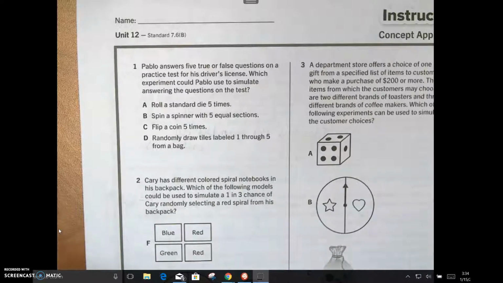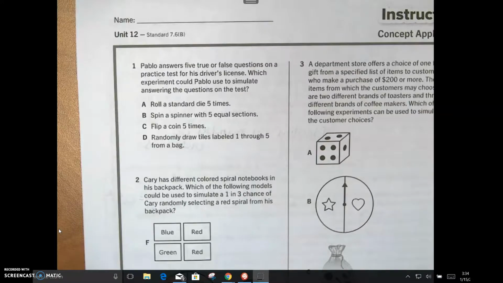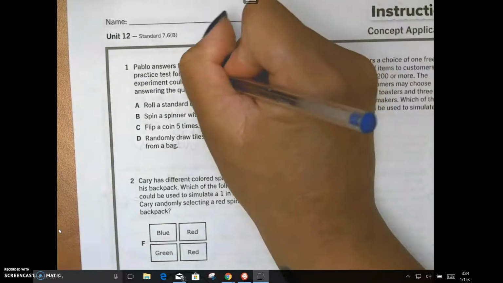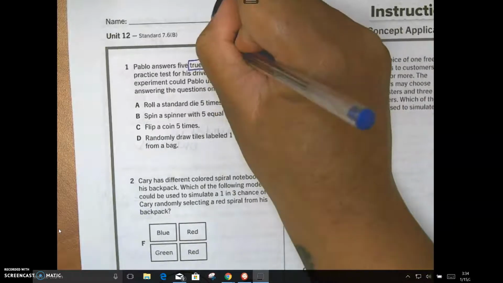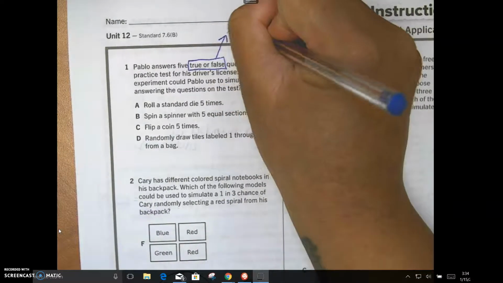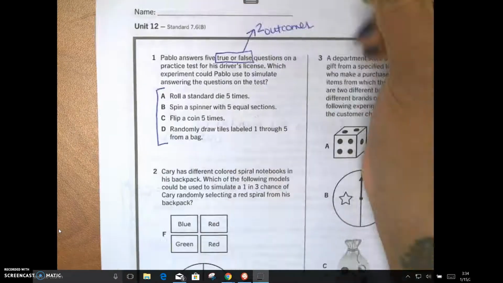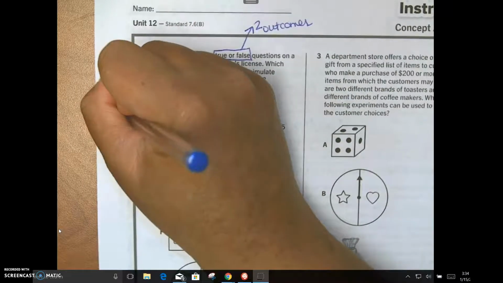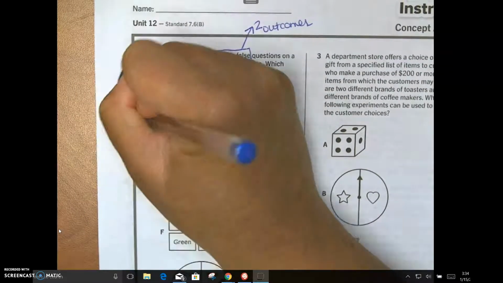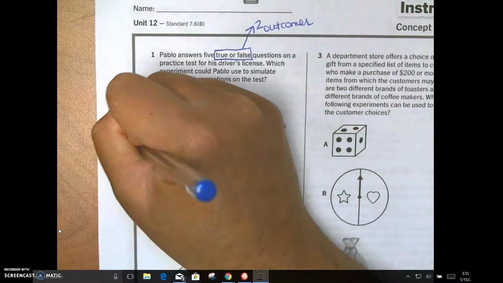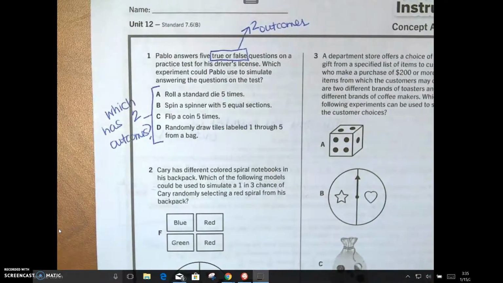Pablo answers 5 true or false questions on a practice test for his driver's license. If he's answering one of those questions, how many different outcomes can he have? 2. Thank you. True or false are my only 2 outcomes. You need to choose one of these situations that has how many outcomes? 2. Which has 2 outcomes. Don't shout it out. Write it down.